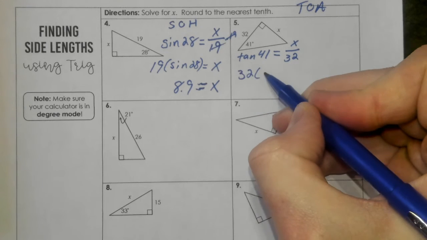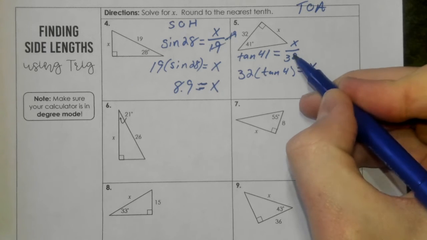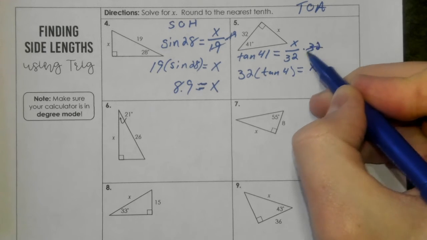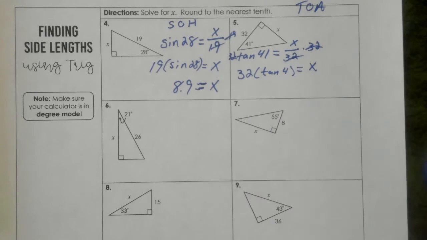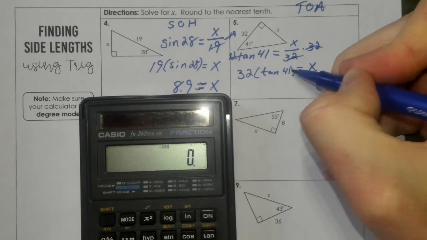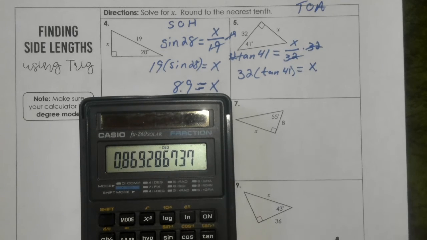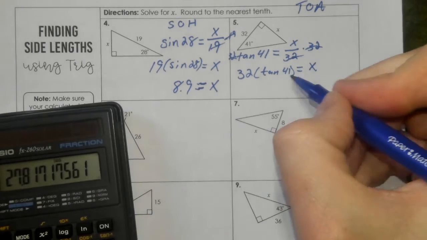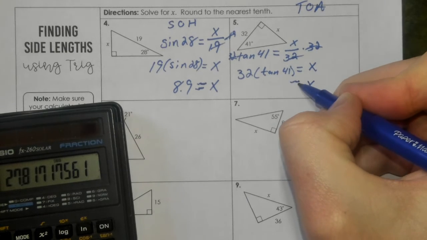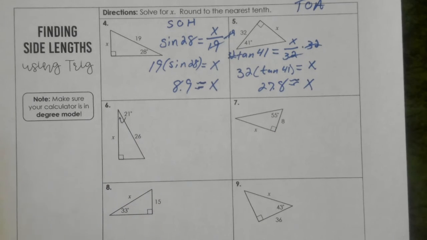So if I multiply both sides by 32, I'll have 32 times tan 41 equals x. That 32 will just cancel out when I multiply here. So multiply both sides by 32. Okay, then we go back to our calculator. Oops, I wrote 4, that's 41. I want the tangent of 41 times 32, and I got 27.8. So x is approximately 27.8.